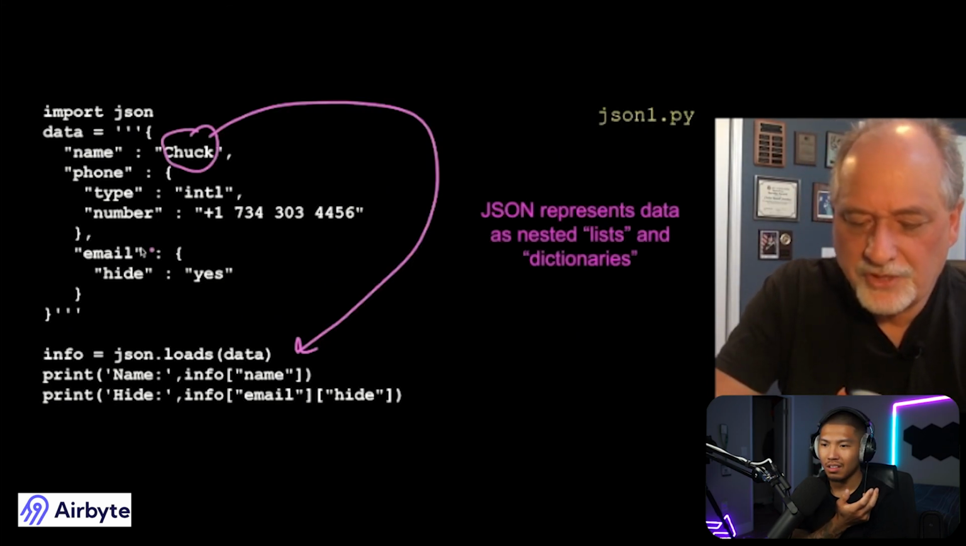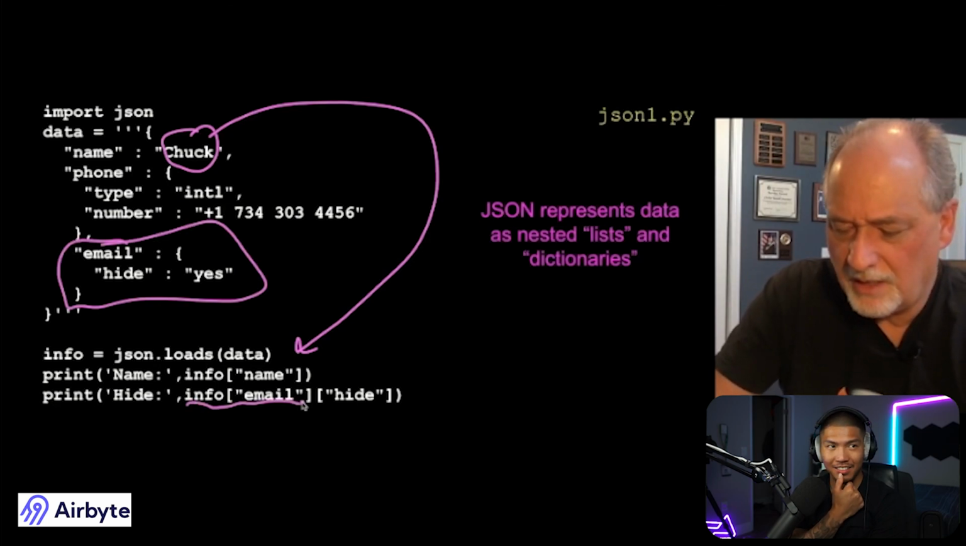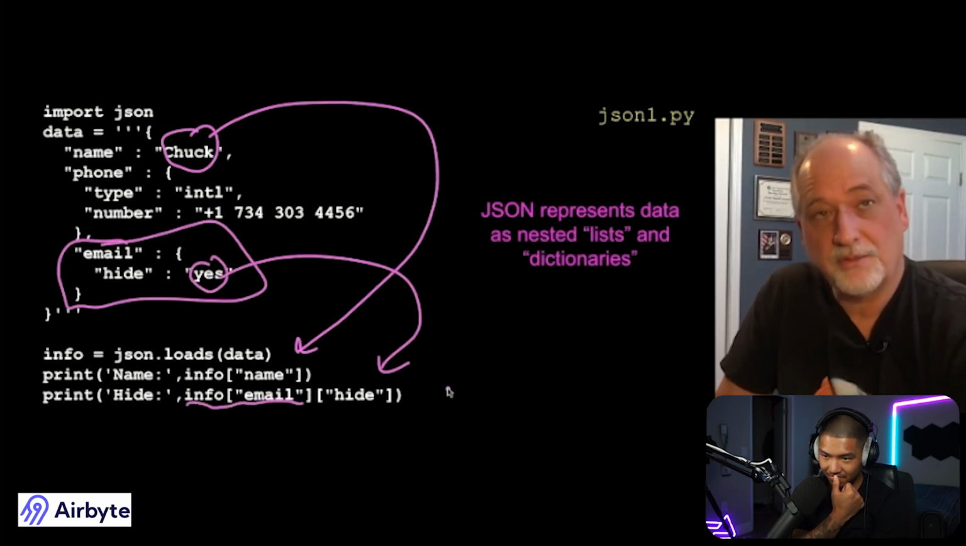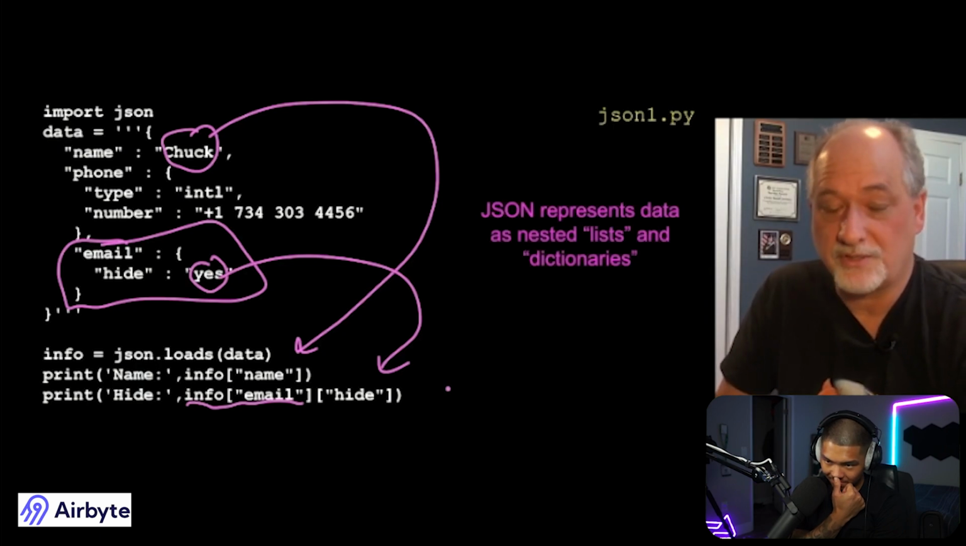Now, when we have info sub email, that's this thing. So info sub email is that thing. And then sub hi is this. So that's what comes out here. Okay, so it's really nested dictionaries and lists. We haven't seen a list yet, but this is a set of nested dictionaries that it parses. And it's equally simple in other programming languages.